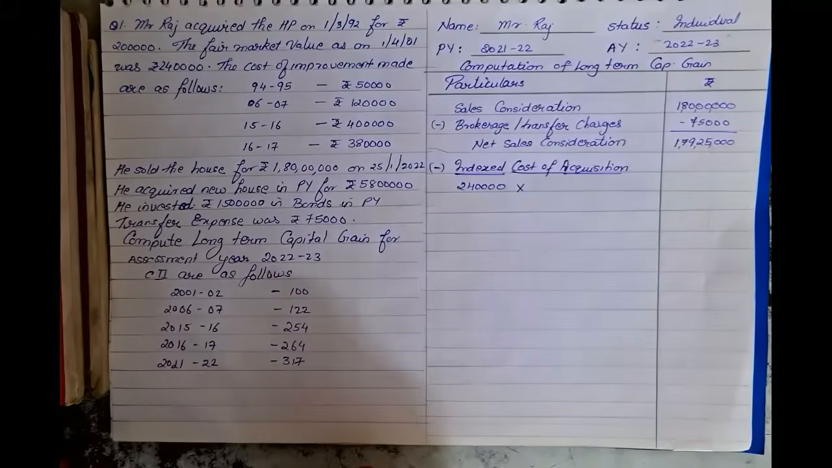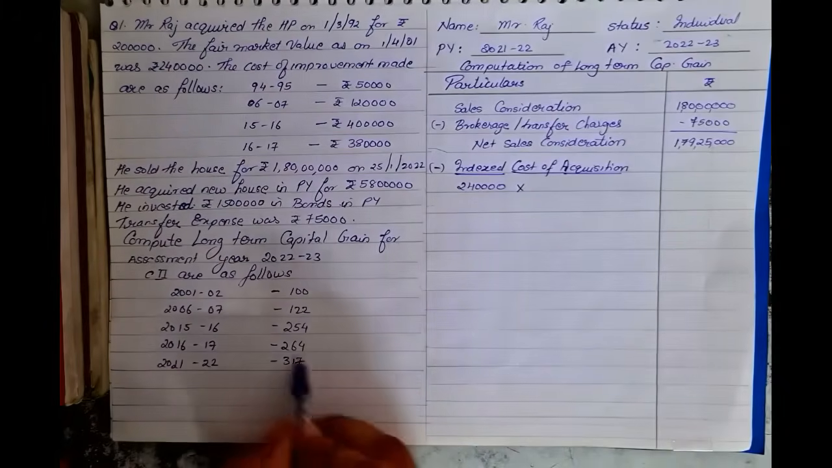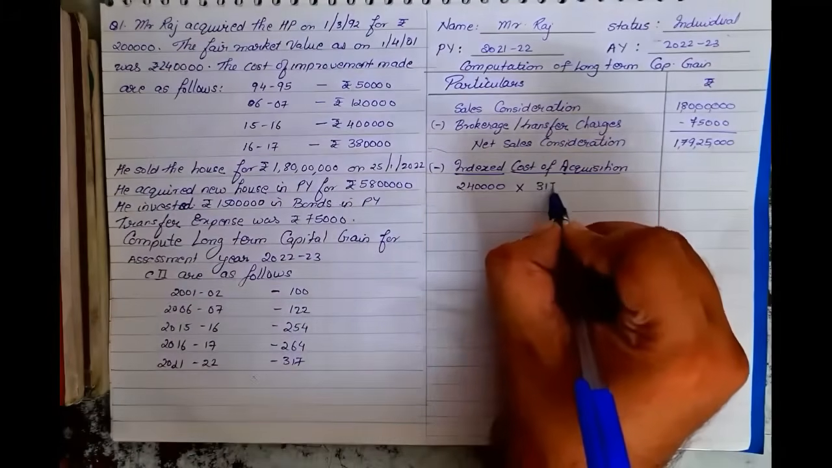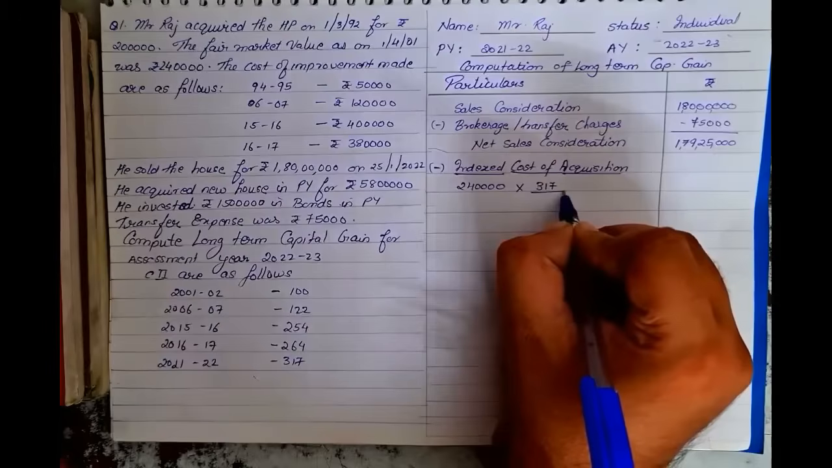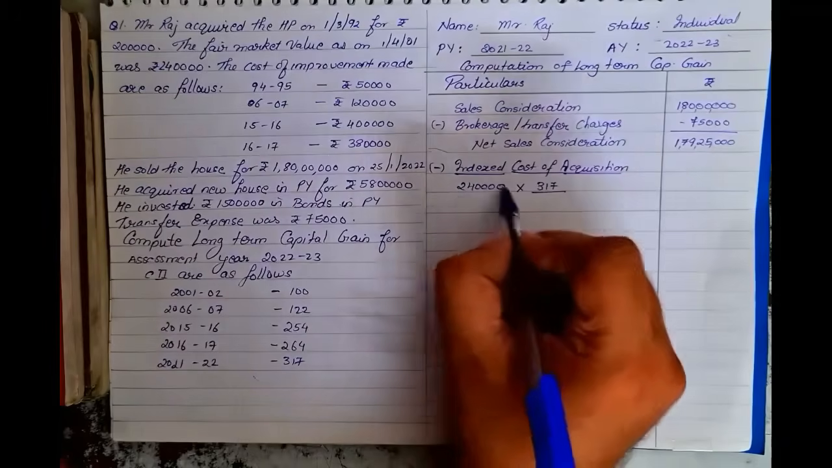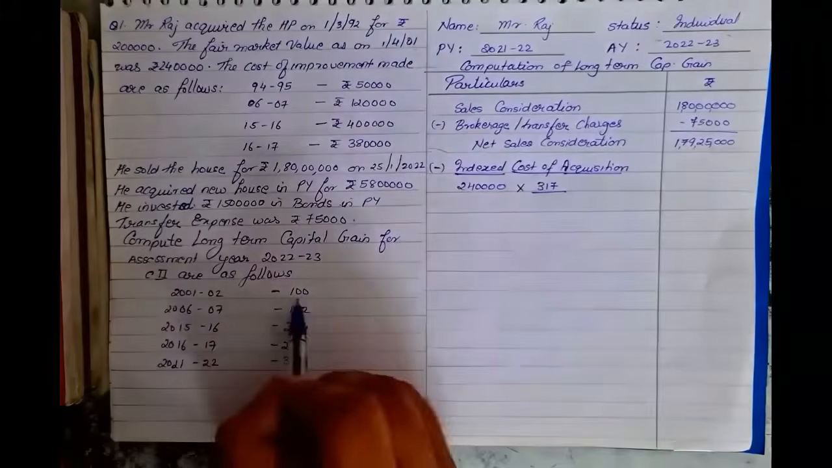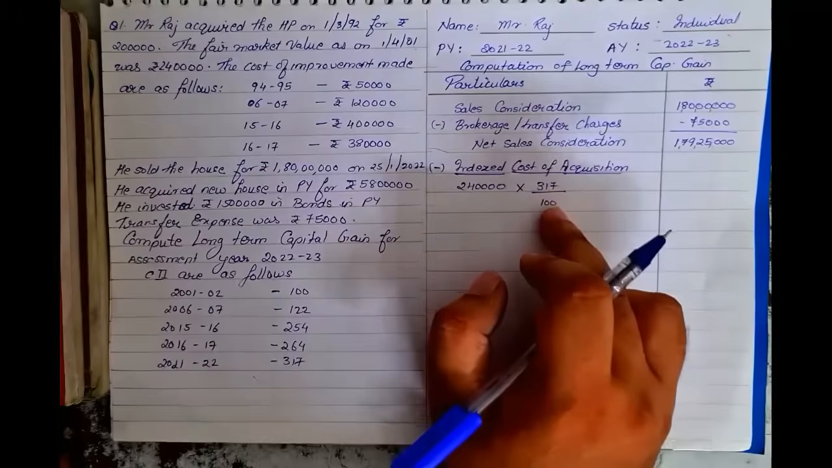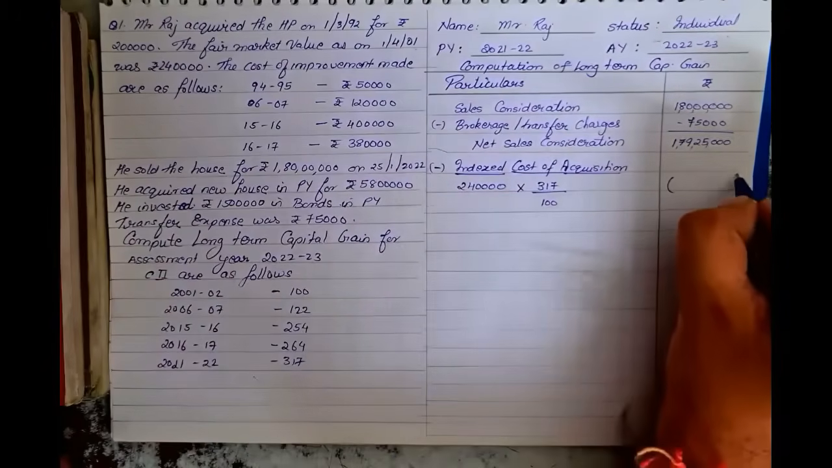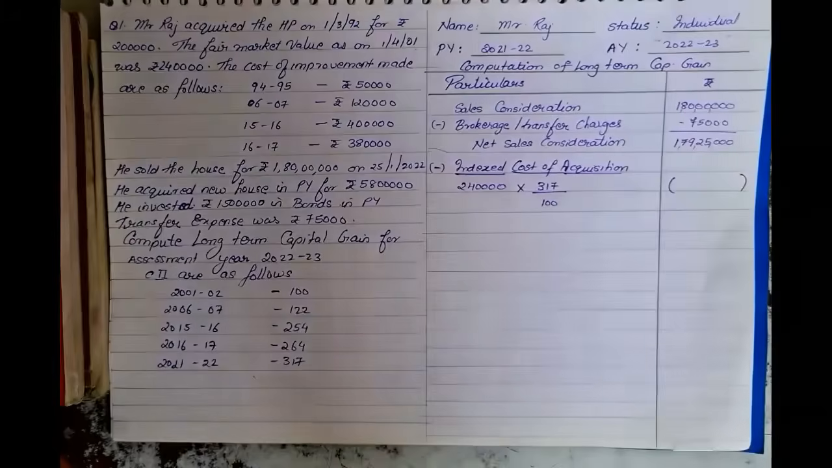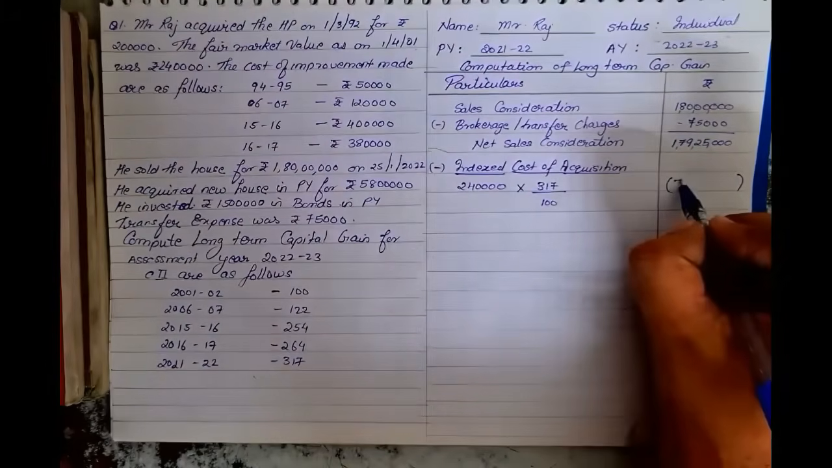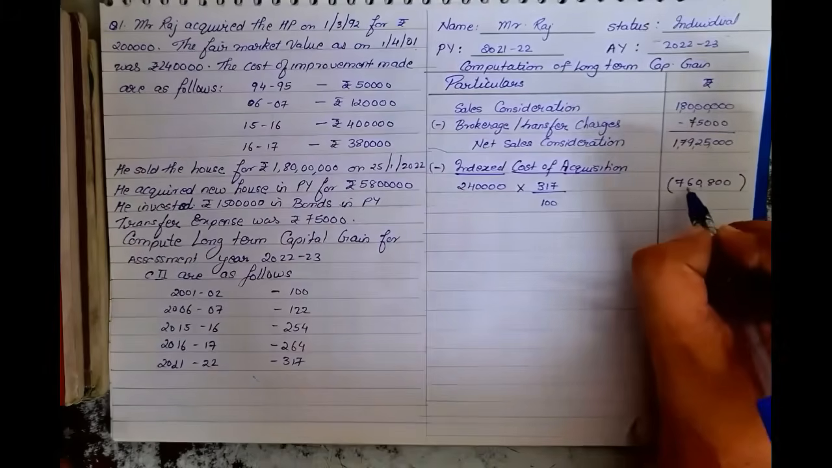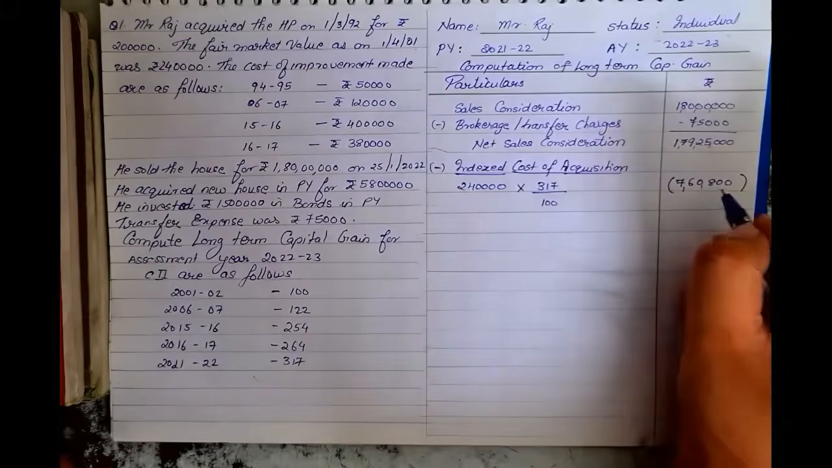into CII of the previous year. Now previous year was 21-22, so in the CII table we can see it's 317. So 317 upon CII of the year of acquisition. Now this amount was taken from the year 2001, so 2001 ka rate was 100. So now you multiply and you divide, and that value will be known as our indexed cost of acquisition, which comes to 7,60,800.